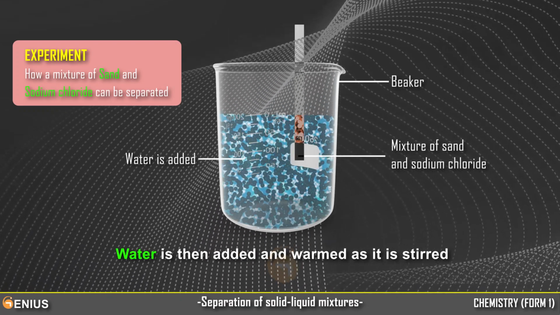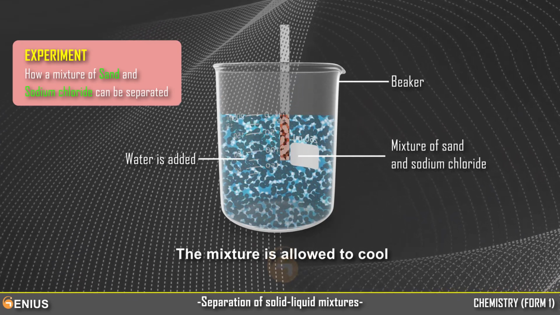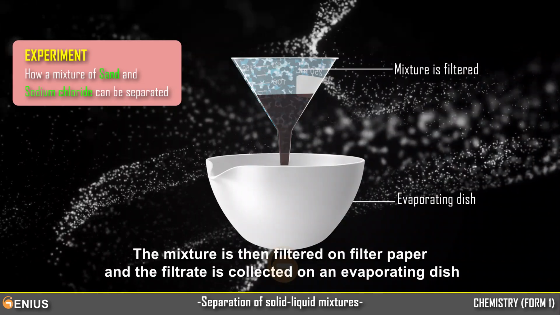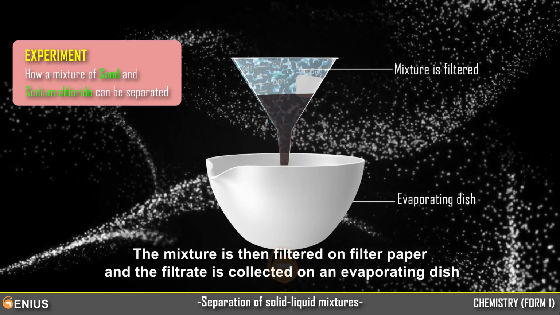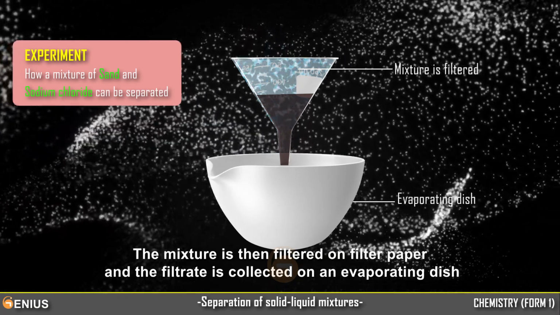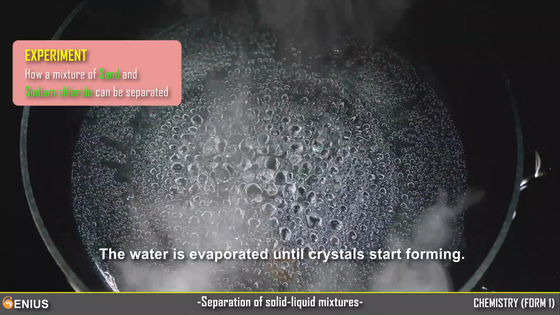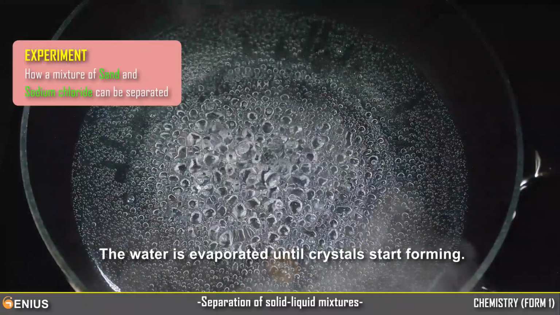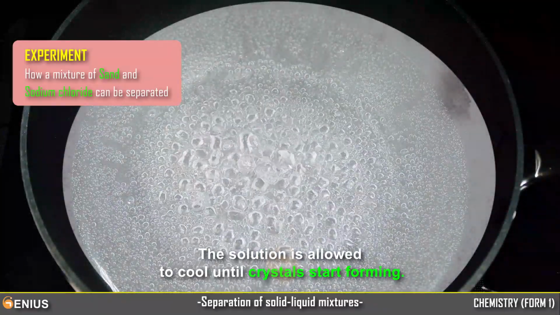Water is then added and warmed as it is stirred. The mixture is allowed to cool. The mixture is then filtered on filter paper and the filtrate is collected on an evaporating dish. The water is evaporated until crystals start forming. The solution is allowed to cool until crystals start forming.